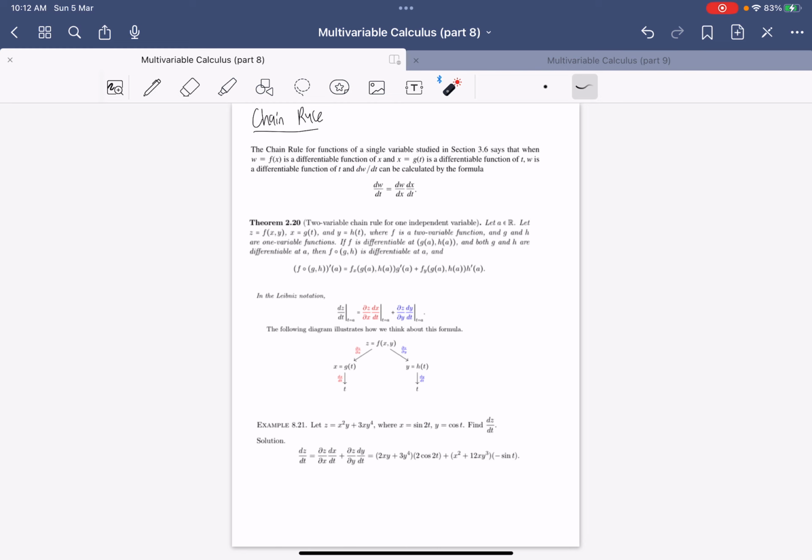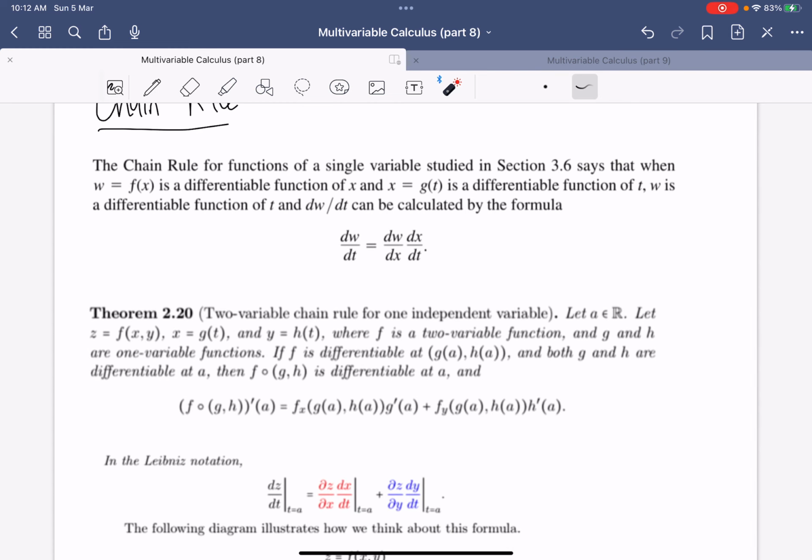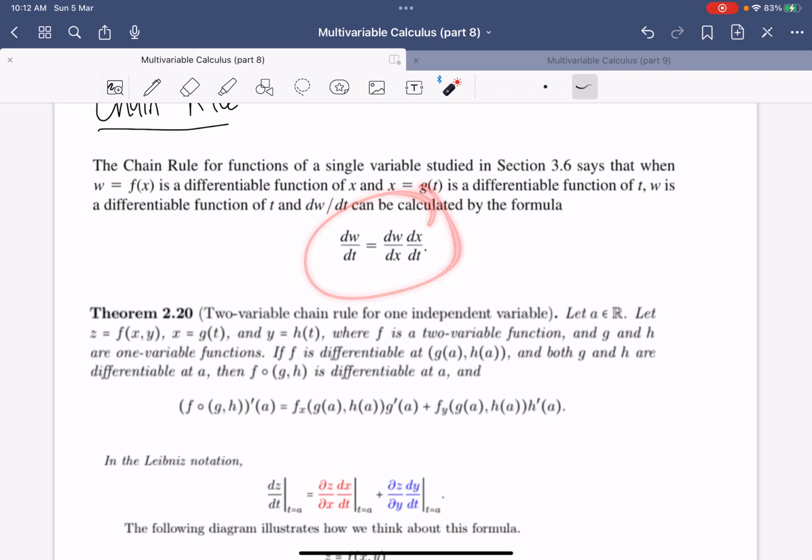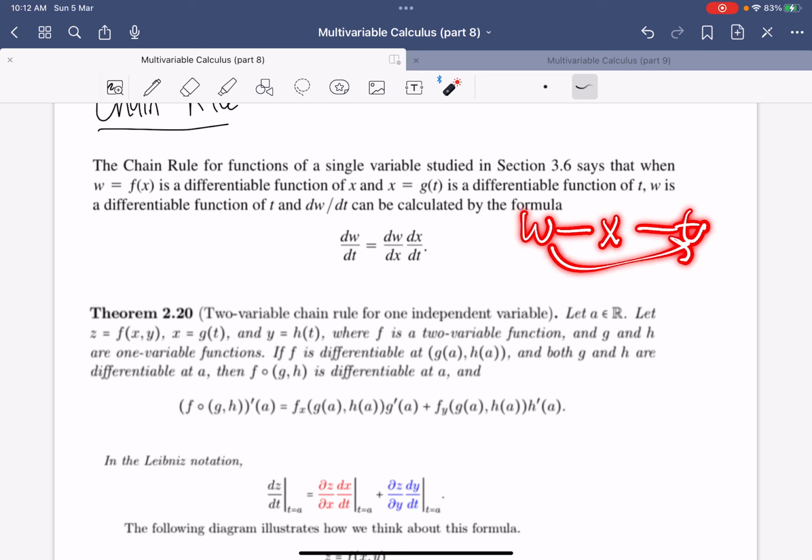The chain rule, if you recall in single variable calculus, means that if w equals f of x and x equals g of t, then w will be in terms of x, which will be in terms of t. And so to go from w to t, the derivative will equal dw over dx times dx with respect to dt.